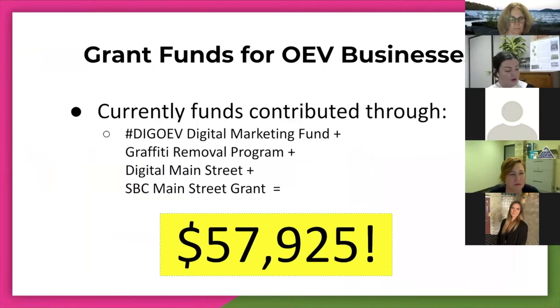So next, we wanted to point out the grant funds that have been contributed to OEV businesses towards the end of 2019 and into 2020, as some of the programs bled over to the next year. So between those 4 grant programs there, the total number so far is $57,925 that has gone directly to OEV businesses. So we are very, very happy about that and do want to see the number continue to grow.